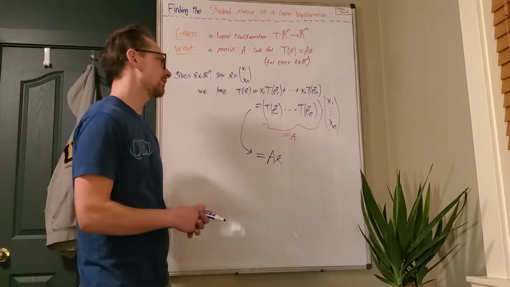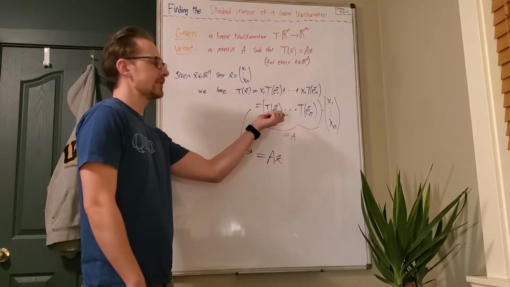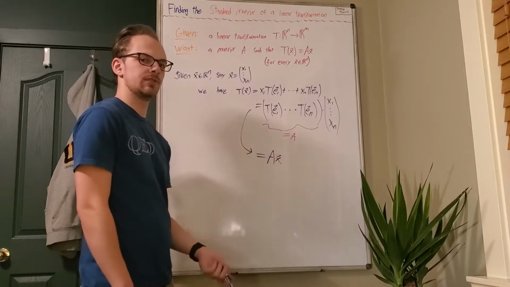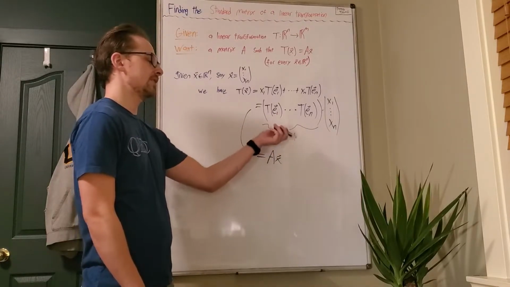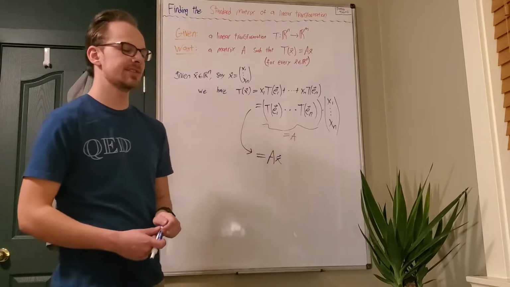T of e1, T of e2. And then you just make a matrix that consists of those two vectors where e1 and e2 are mapped to. And that's going to be your matrix A.